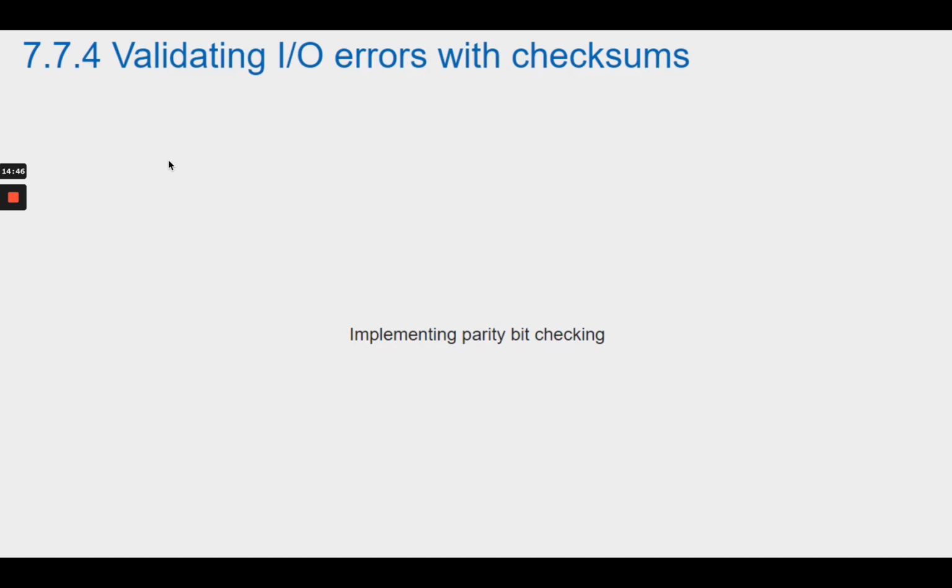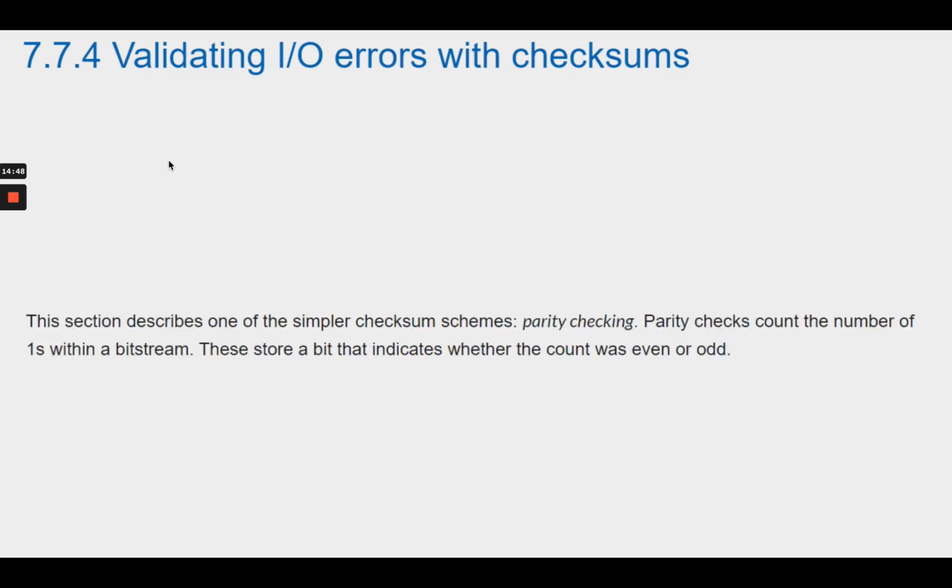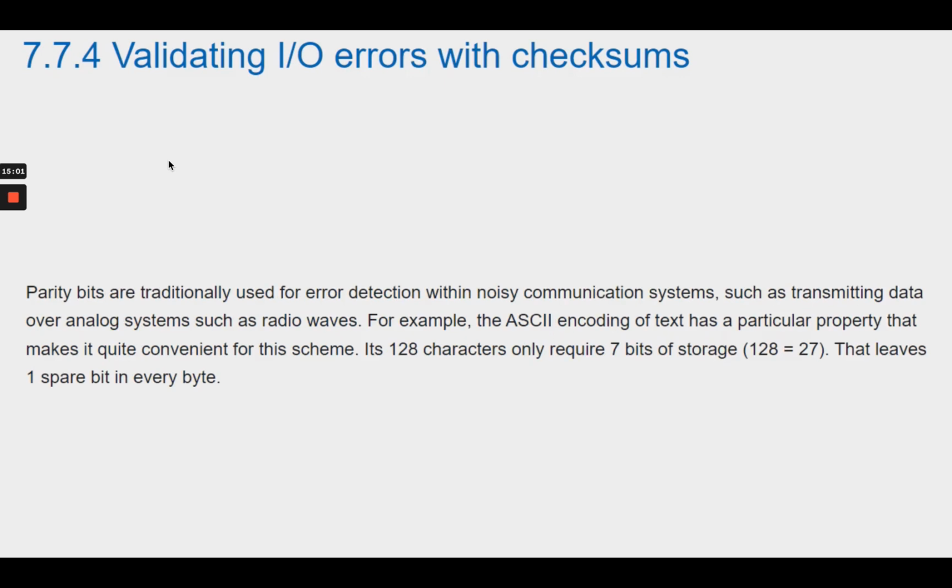Implementing parity bit checking. This section describes one of the simpler checksum schemes, parity checking. Parity checks count the number of ones within a bit stream. These store a bit that indicates whether the count was even or odd.